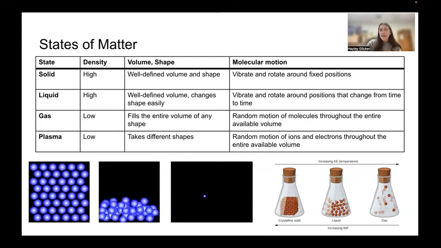The last state of matter, which we don't focus on too much in chemistry, is plasma. Plasma has a low density and it takes different shapes, does not have a defined volume. And in terms of plasma, if you've ever seen a video of a grape inside a microwave, it starts to light up and looks like it sparks. That's generating plasma. And this is ultimately due to random motion of ions and electrons throughout an entire available volume. The three primary states of matter that we're going to spend a lot more time talking about are these first three, but it's important to know that plasma is a state of matter and it still exists.